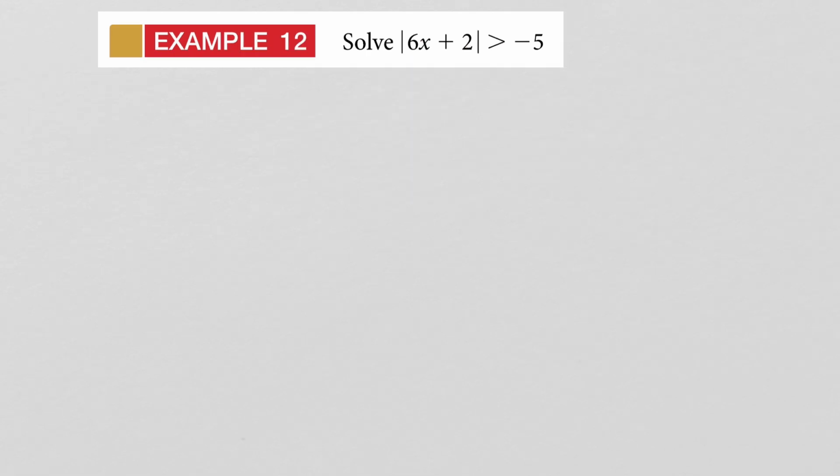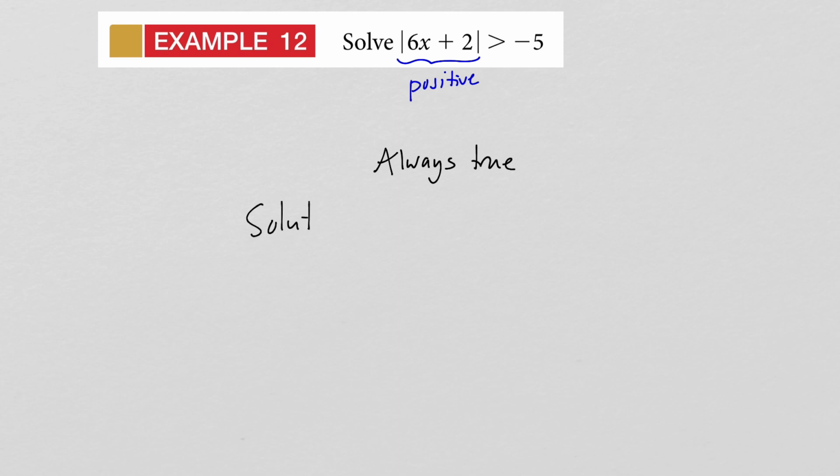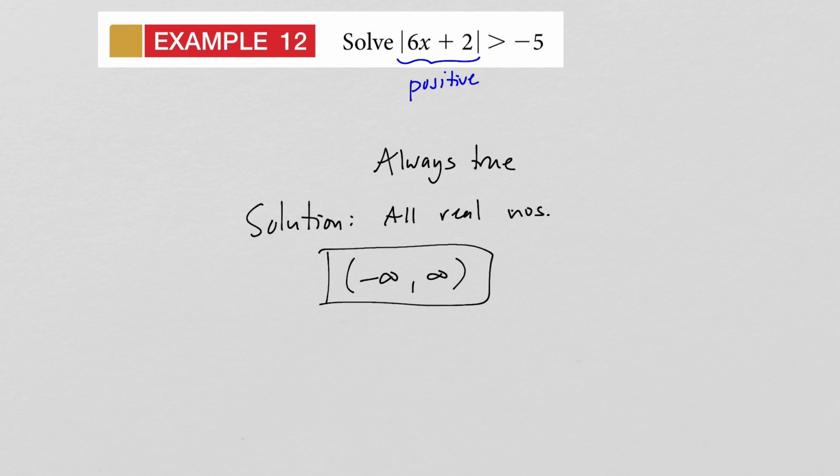In our last example, it's just the opposite. We have the absolute value of something. Once again, this is always going to be a positive number. But now it says it's greater than negative 5. Well, ask yourself, if this is a positive number, when is that going to be greater than negative 5? This is always true, right? Because an absolute value gives you a positive. So no matter what you plug in for x, this is always going to be bigger than negative 5. So when it's always true, it means the solution is all real numbers. And that, of course, means all the numbers from negative infinity to positive infinity. And that concludes this video lesson.